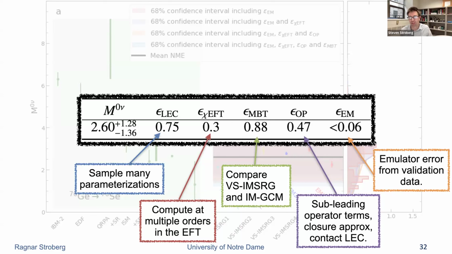And the fact that we're using an emulator for doing our sampling contributes some error, but that's very subleading. So really the dominant sources here are now the many-body error and our sampling of the low energy constants. So that gives us an idea of where to work to try to improve.